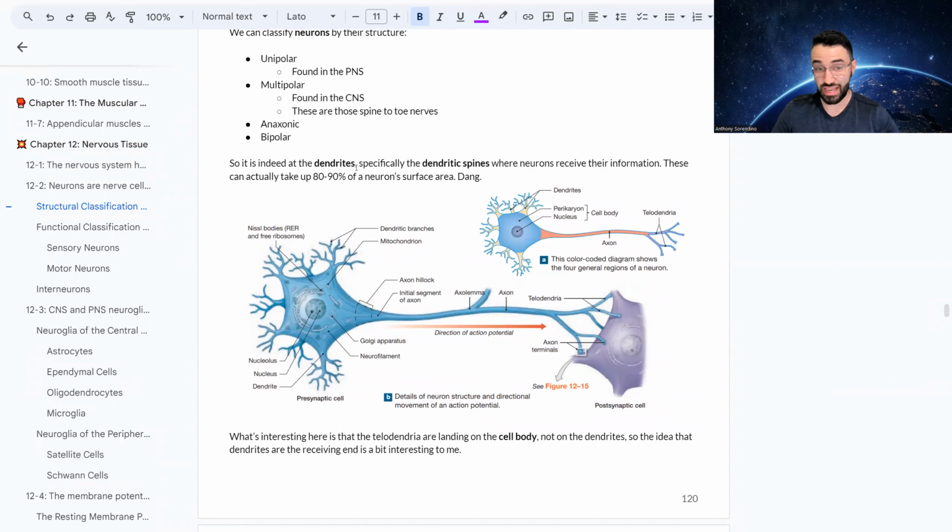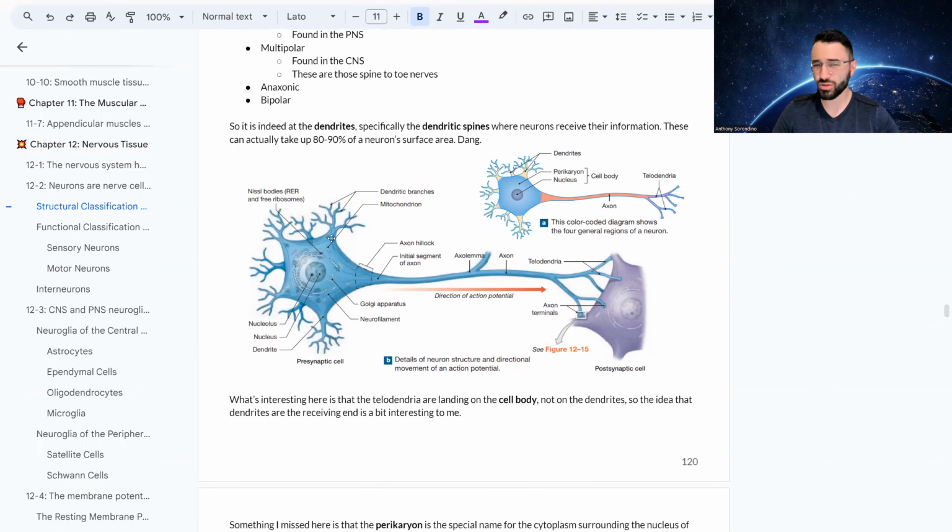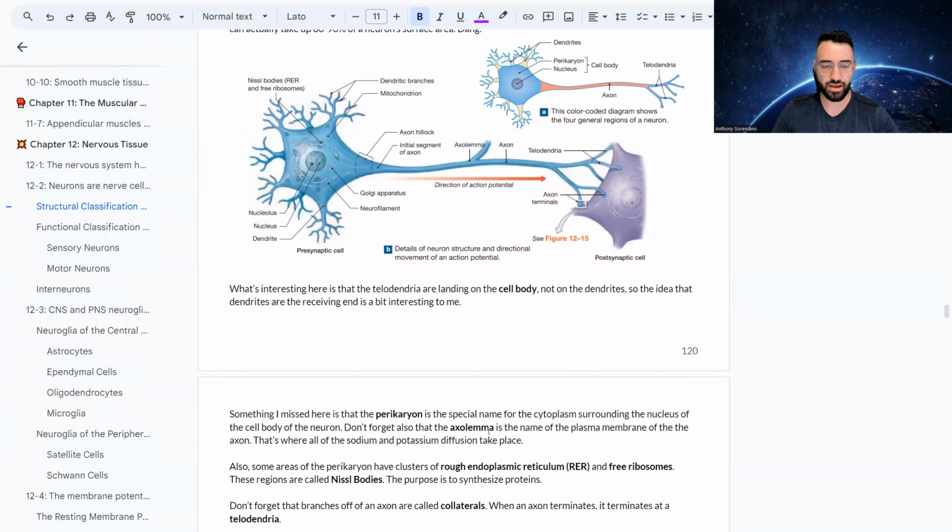Speaking of the dendrites, they actually do make up 80 to 90% of a neuron's surface area because they're so branched. So even though we don't really talk about the function that much, and we do talk about the telodendria and the axon terminals and the synapses, just keep that in mind, all right? We also have, so you have to know that the perikaryon, this area around the nucleus, has RER, which I had forgotten was rough endoplasmic reticulum, and it has these free ribosomes, which of course are going to make proteins. These regions that have the rough ER and the ribosomes are called Nissl bodies. So just something you have to remember.